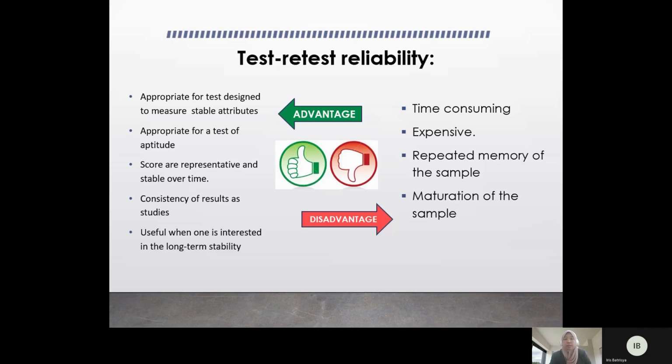Okay. The disadvantage can be considered on the time consuming, makan masa yang panjang, expensive, repeated memory of the sample. Sample ni biasanya dia akan ingat soalan tu. And the maturation of the sample. Jadi bila dia ingat untuk the second test, dia akan jadi mature dan jawapan tu mungkin dia akan buat untuk menampakkan diri dia yang lebih baik.